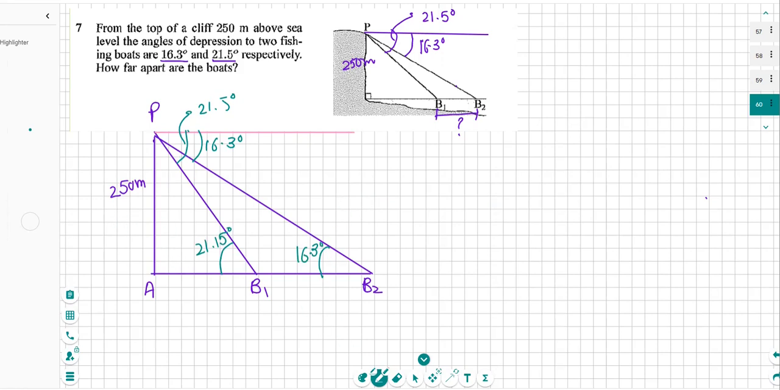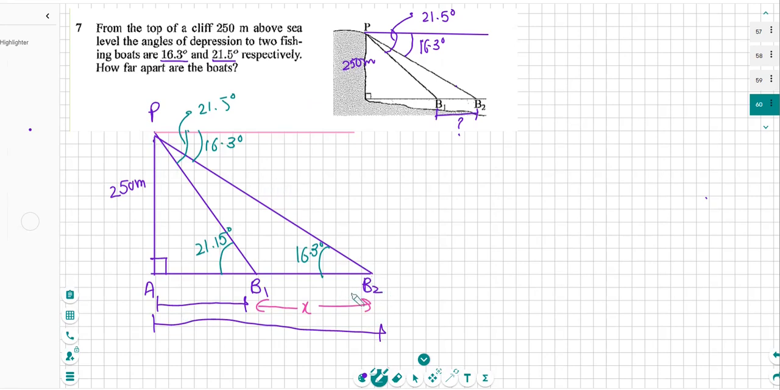What we need is this length. So how to find this length? This is part of the base, or adjacent side, of this right angle triangle, because this angle is 90 degrees. So we have two right angle triangles. First one is PAB1 and second is PAB2. If we find this length and then this length, and subtract this length from this, we'll get the value of x. Clear?